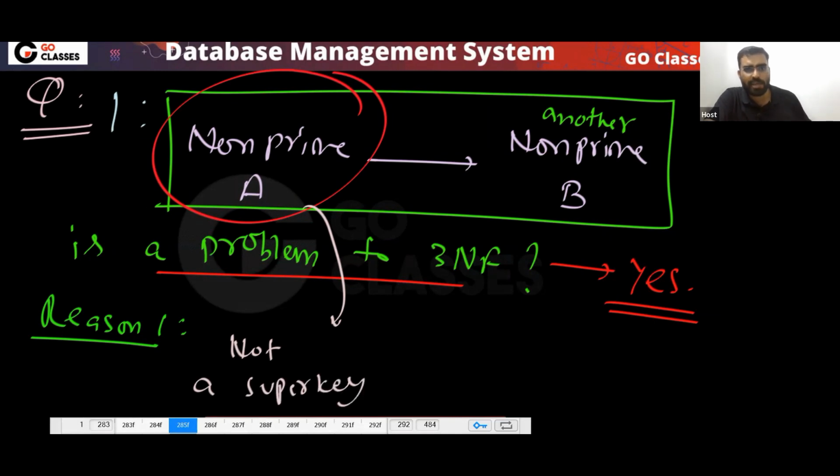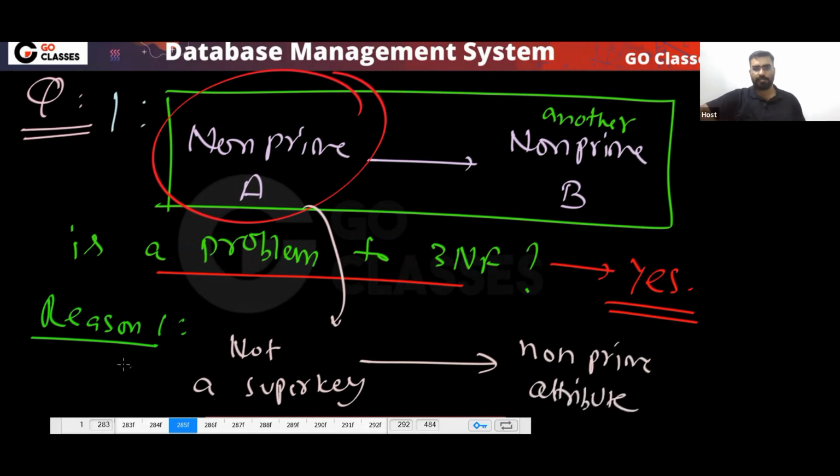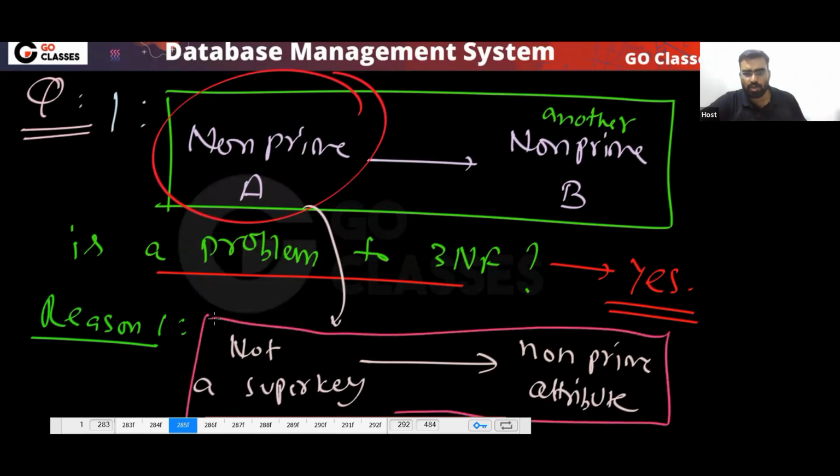Because a non-prime attribute can never be a super key. Correct? Not a super key implying non-prime attribute. This is the problem. Yes or no? Tell me, did you get it or not? Not a super key implies non-prime attribute. This is a problem.